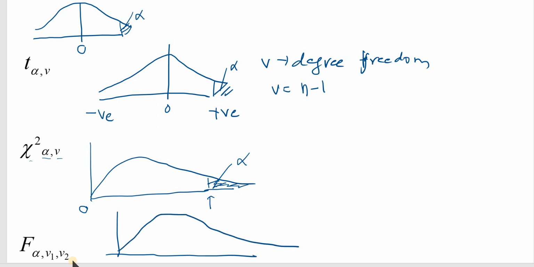And then it is also always a positive value, starting from 0 here, and the alpha here is the area under the curve. So V1 is n1 minus 1, and V2 is n2 minus 1. Basically, this means that we have 2 samples. The first degree of freedom is the first sample size minus 1, and the second degree of freedom is the second sample size minus 1. So we have V1 and V2.